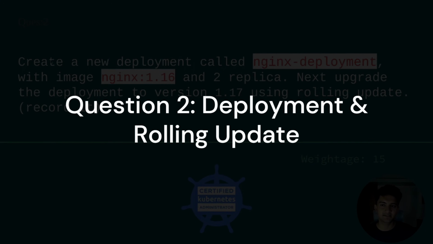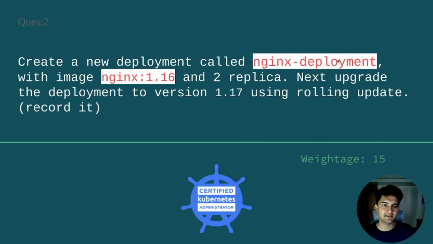The next question is create a new deployment called nginx-deployment with the image nginx:1.16 and 2 replicas. Next, upgrade the deployment to version 1.17 using rolling updates and record it. So in this question, we are asked to create a deployment with this name and using this image and having 2 replicas. Once the deployment is created, we need to upgrade it to version 1.17 using rolling update strategy and also record it. So let's see how we can solve this.